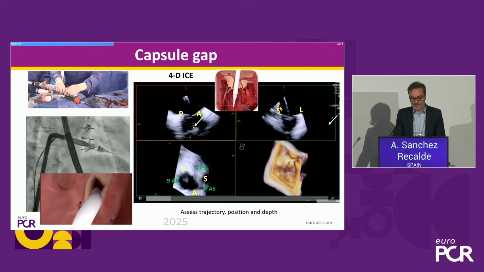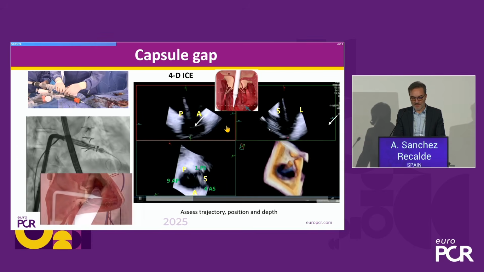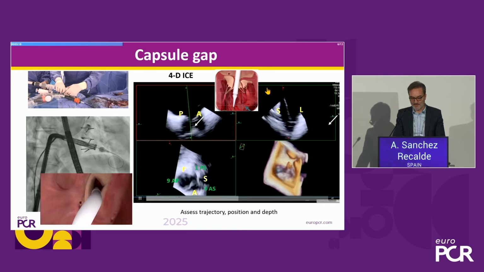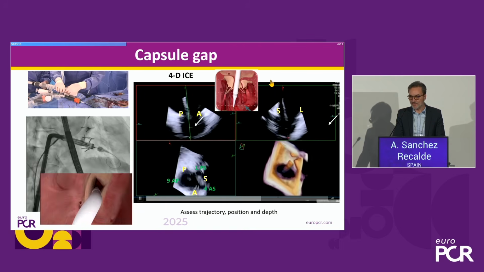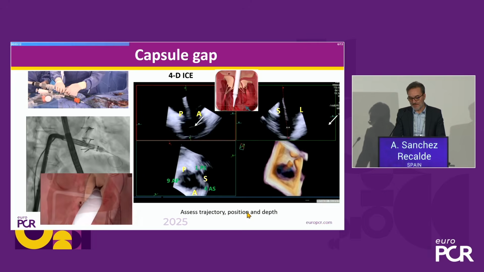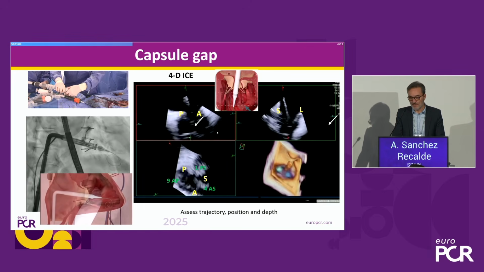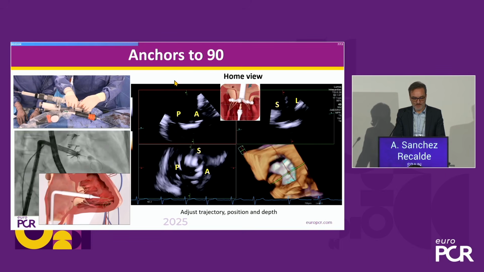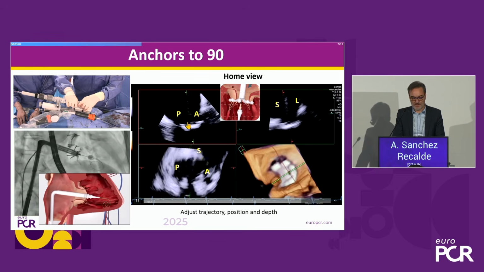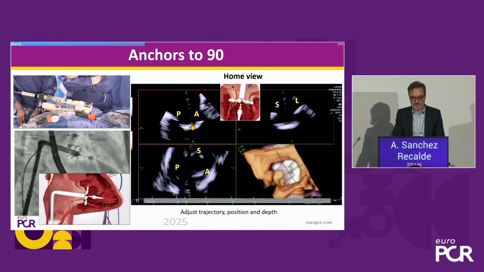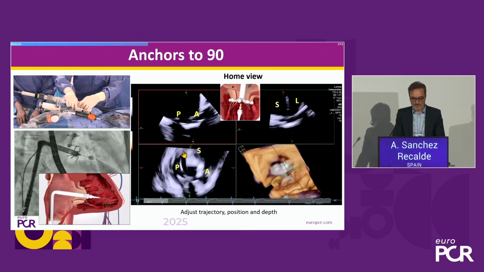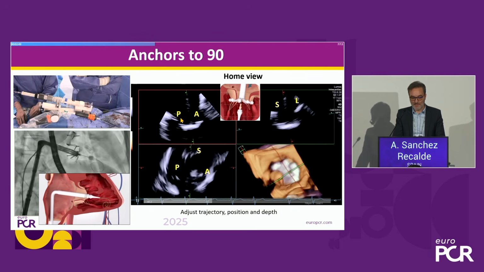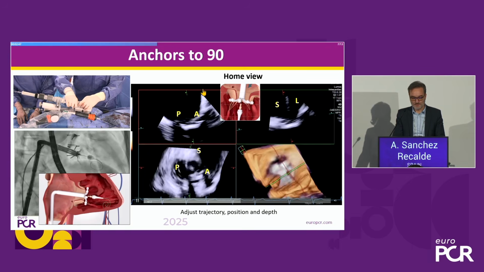It should be positioned below the leaflets of the tricuspid valve and above the heads of the papillary muscles. Then we assessed the trajectory, the position, and the depth, and as everything was favorable, we proceeded with implantation of the valve. Next is to expose the anchors to 90 degrees, and adjust the trajectory, the position, and the depth in order to capture the leaflets of the valve.